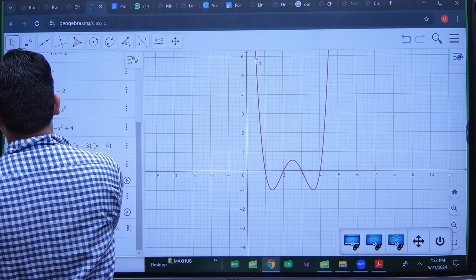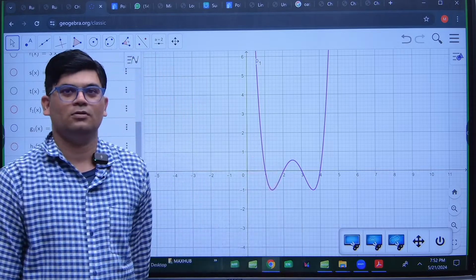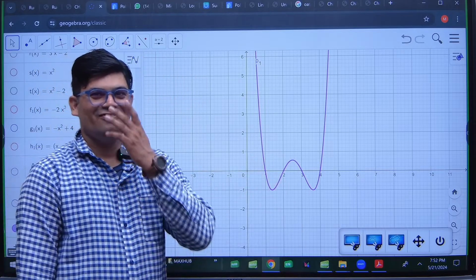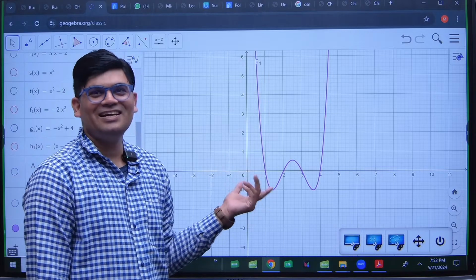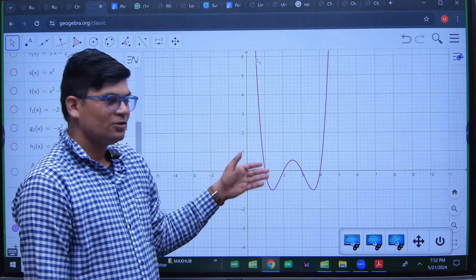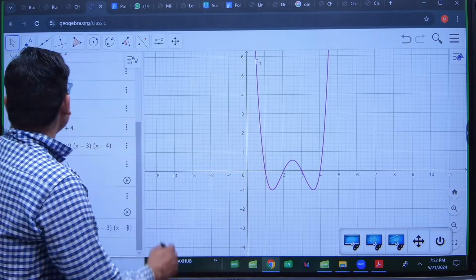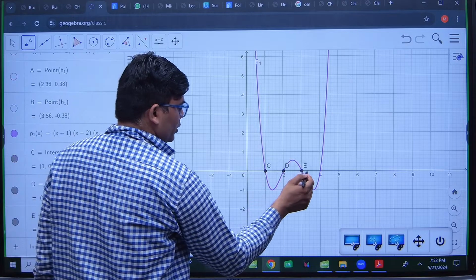And if I hide all of the other graphs, you can see it is a W. What a beautiful graph. Accidentally I made this. Okay, so this part, how many times is it intersecting the x-axis? So 4 times: 1, 2, 3, 4.